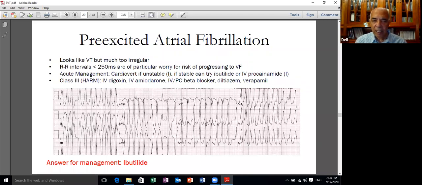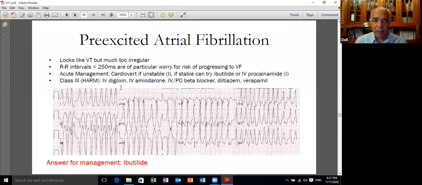If the shortest RR interval is less than 250 milliseconds, then you worry about this, because these are the kind of patients who activate the ventricle very rapidly and develop ventricular fibrillation and death. Acute management is cardioversion. If the patient is stable and you have access to ibutilide, give ibutilide or procainamide. Unfortunately, both of them are not available in Egypt, so the only available treatment for these patients, whether they are stable or unstable, is immediate cardioversion.